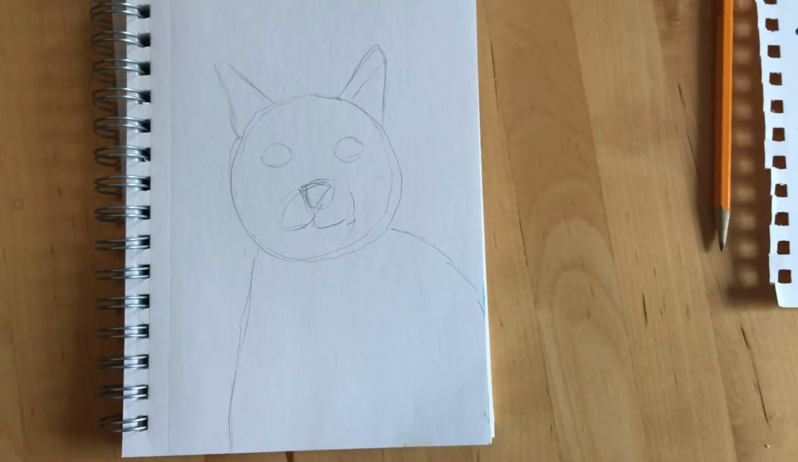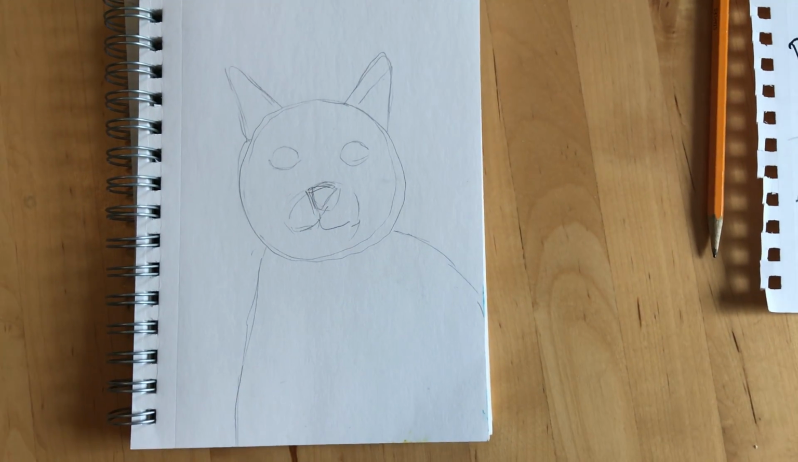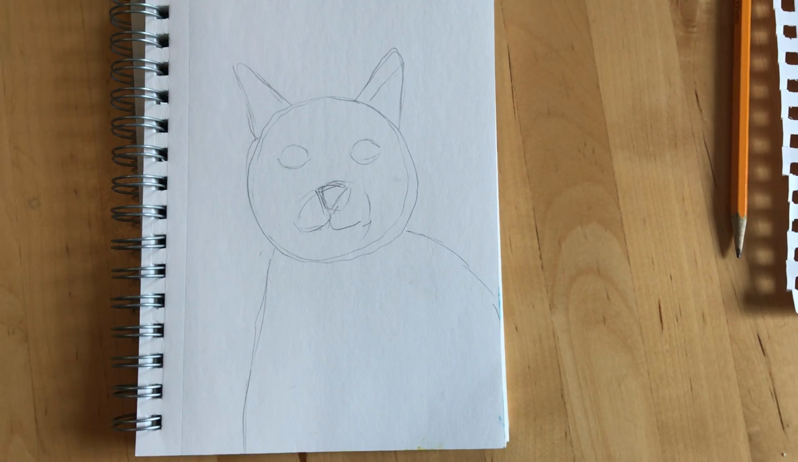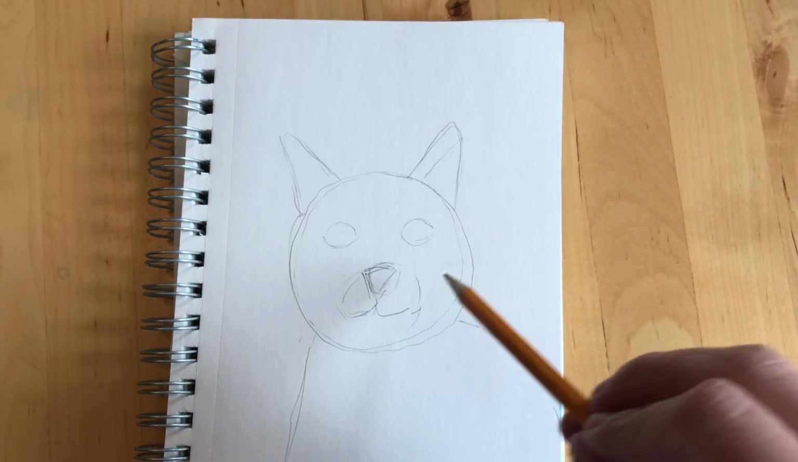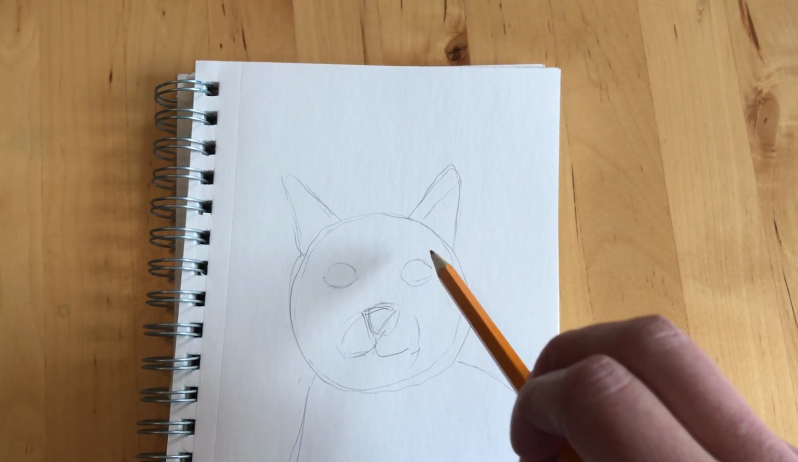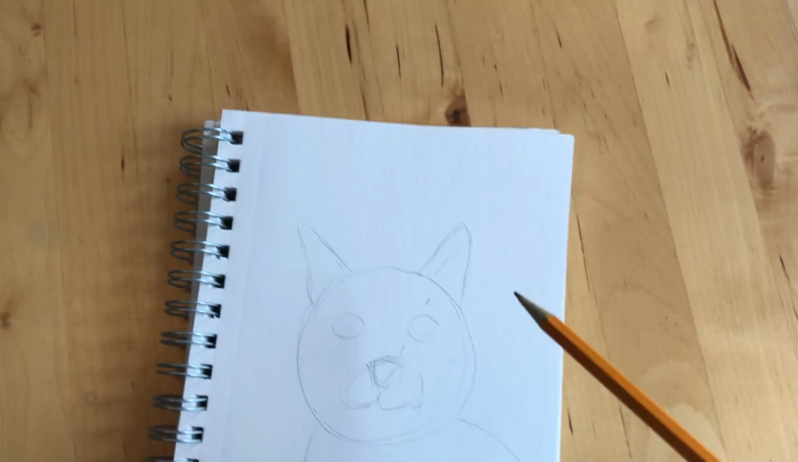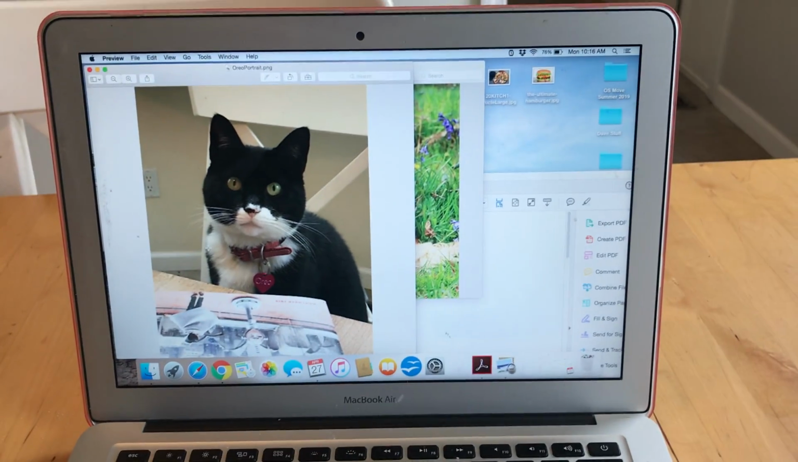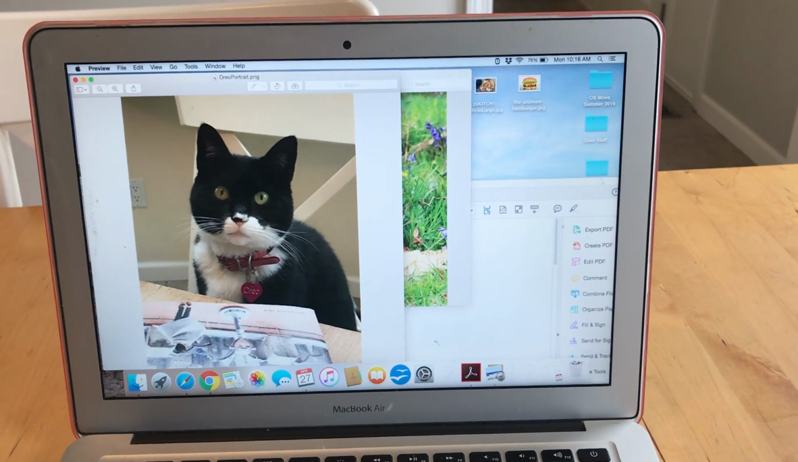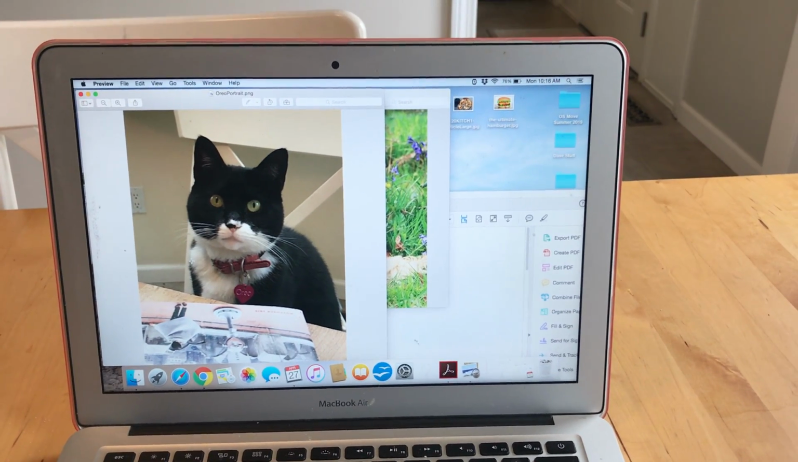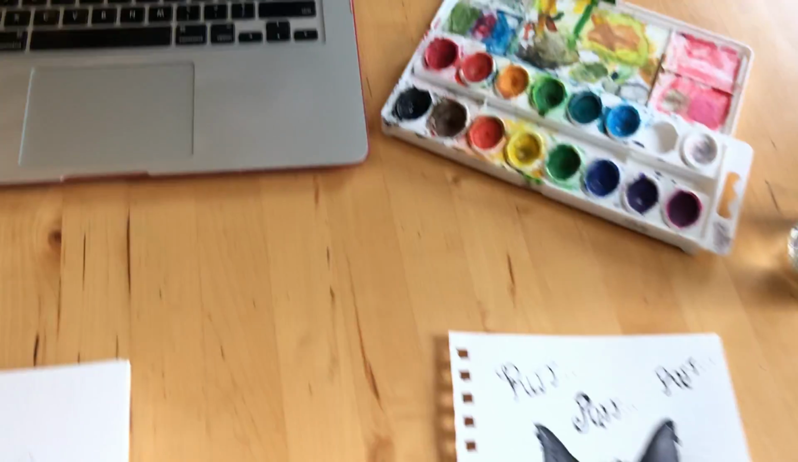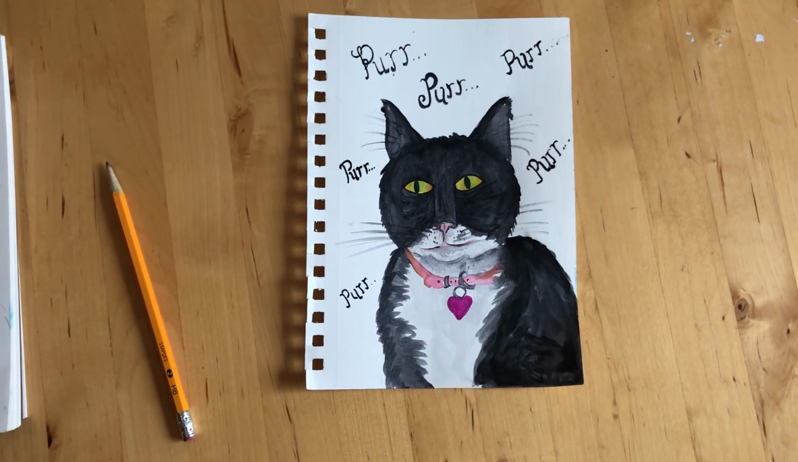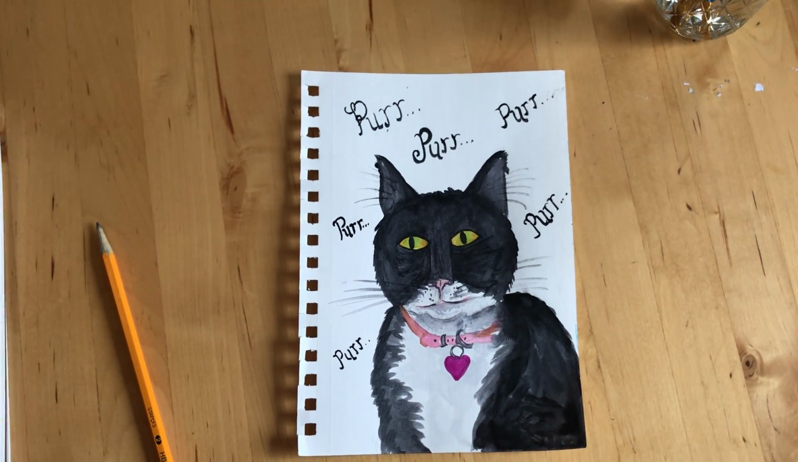To start your pet portrait, you're going to just draw those basic shapes. The circle, the circles for her eyes, her triangle ears, the curved line, the straight line. And as you go on, you can add details with crayons and color it the color of your pet. You can do markers, you can do colored pencils, you can do paint. I did a painting of Oreo and I wrote purr, purr, purr all around her.